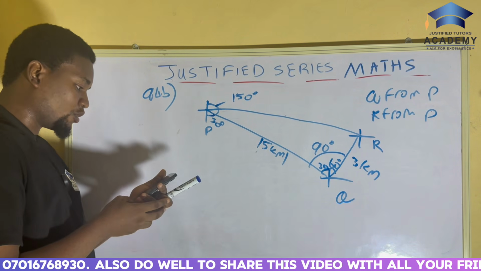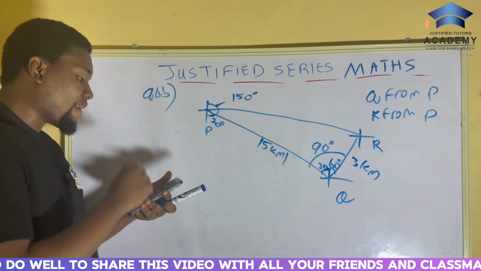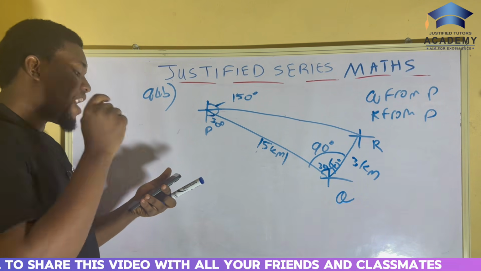Now, let's look at the question aspect. They now say that we should find the bearing of R from P.